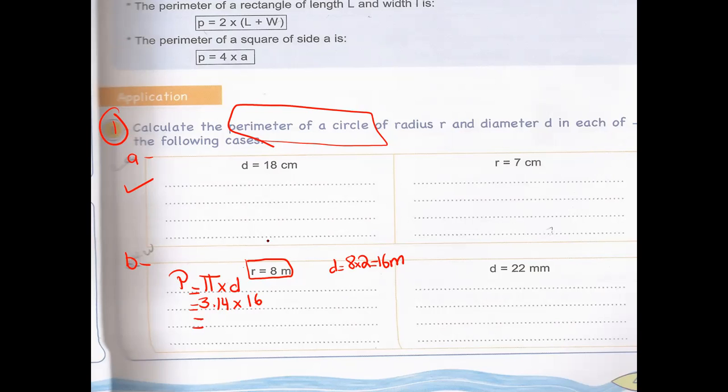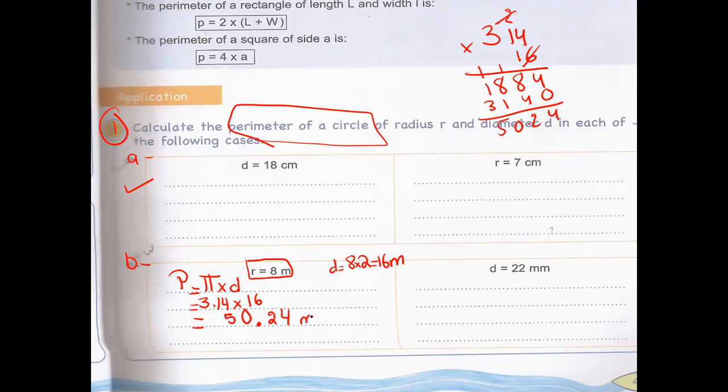Let's arrange and remove the point. 314 times 16. 6 times 4, 24. 6 times 1, 6 plus 2, 8. 6 times 3, 18. Start a new line with 0. It's 1, so we copy the same numbers. 4, 8 plus 4, 12. 8, 9, 10. 3, 4, 5. Count 2 digits, so it's 50.24 meters. Okay? The second one, parameter of a circle, pi times d.